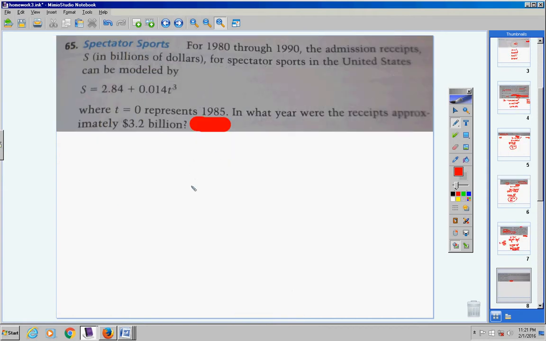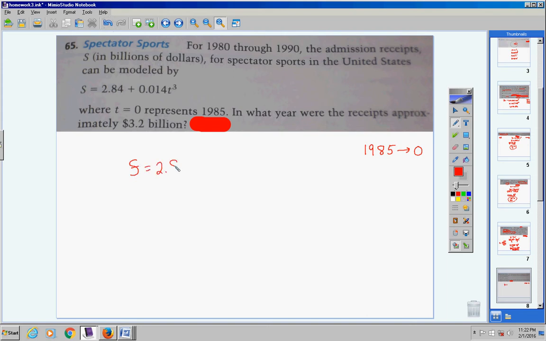Number 65. For 1980 through 1990, the admission receipts for spectator sports in the United States can be modeled by this. Now, S is in billions of dollars that was made for admission to sporting events, and t is the time in years. Notice that 1985 is represented by what number? Do you see it right here? t equals 0 represents 1985. So there we go. Now, here's my model.